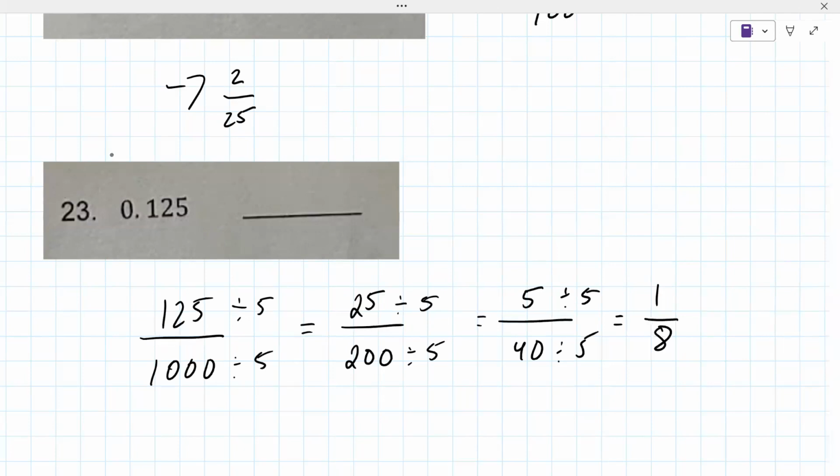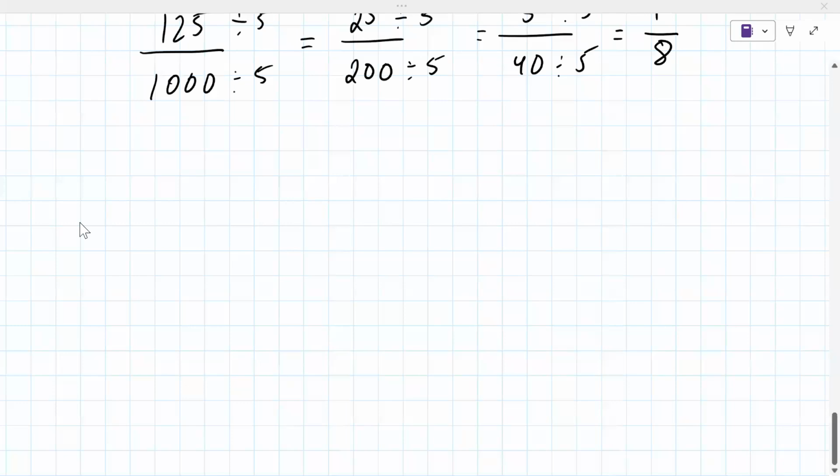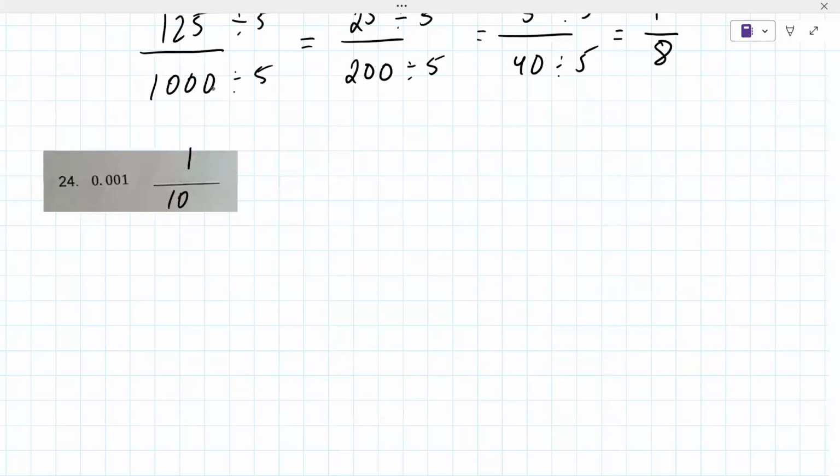All right, good job. 24, kind of the same thing. You're writing it over 1,000 because there's 3 decimal places. 1 over 1,000. Yeah, that's it. No simplifying required. Okay, let's keep going here.